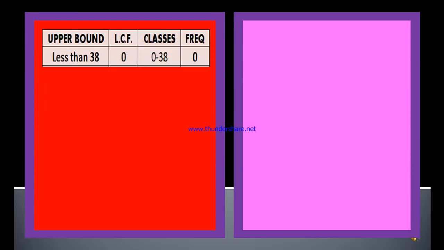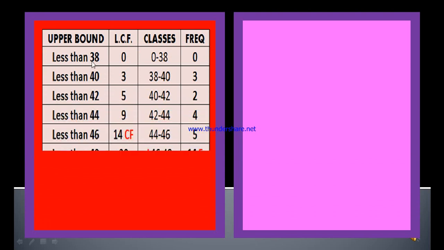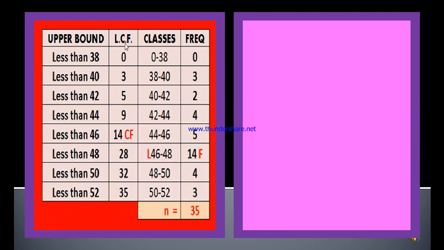This is our actual method, this is the table given. Upper boundaries and less than cumulative frequencies are given for us. We wrote the question as it is. Next, we constructed classes in order to find out the median. How to get these classes? Here the first value is less than 38. Less than 38 means 0 to 38, the frequency is 0.